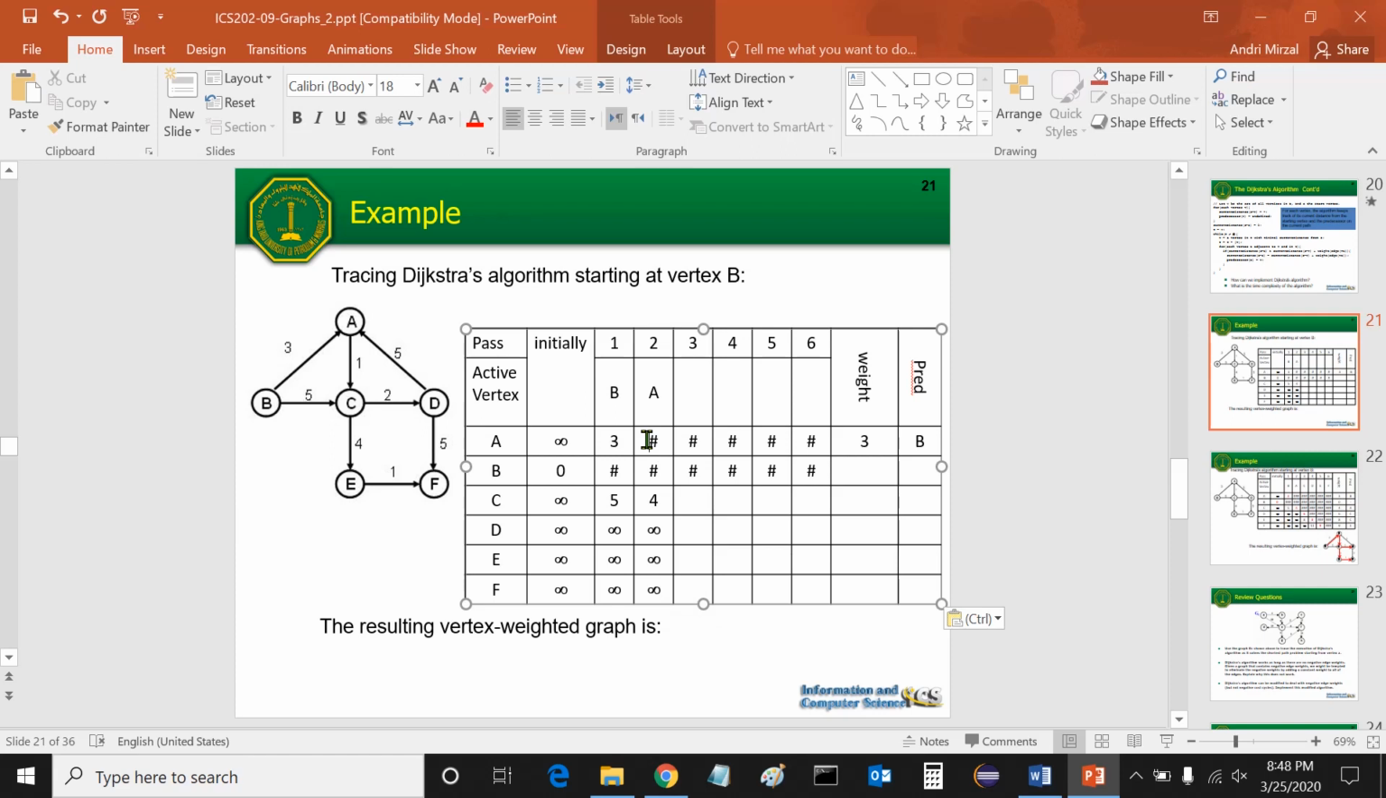Again, to determine the next active vertex, we find the minimum number in this column. In this case, that will be 4, right? Then 4 corresponds to C. That's why the next active vertex will be C. Okay. So this means that actually we travel from B to A.